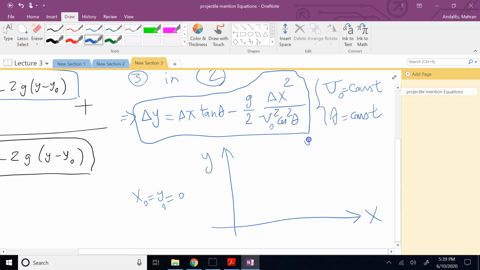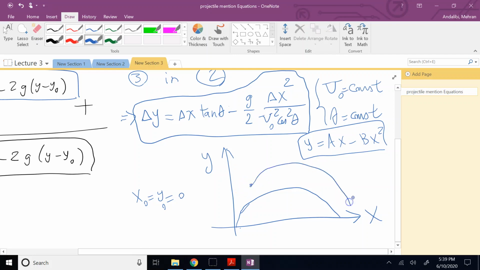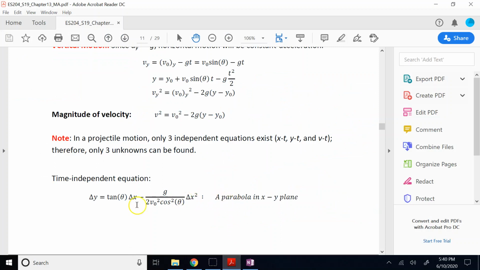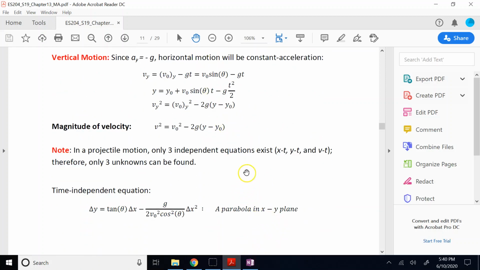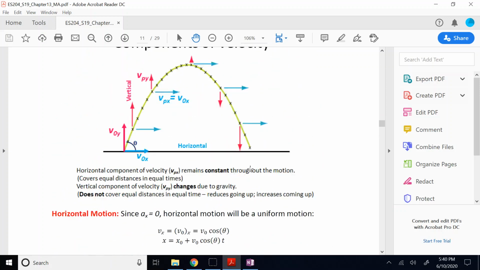So it looks kind of like this. y equals a times x minus b times x squared. It looks like this. And what kind of curve is that? Yes, you are right. It is a parabola. If x naught and y naught are not 0, then still a parabola, but not starting from origin. Okay, so what shape would you get for a trajectory? Parabola. It's a parabola.